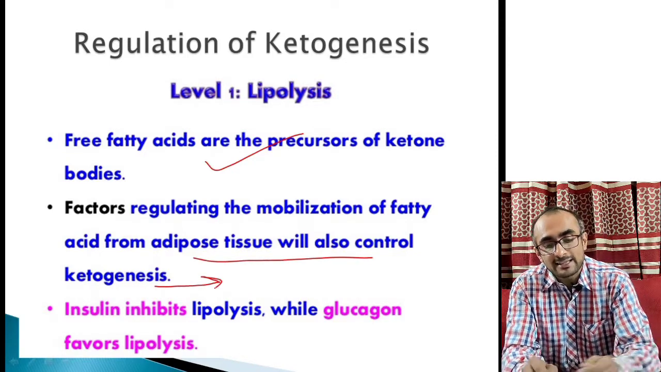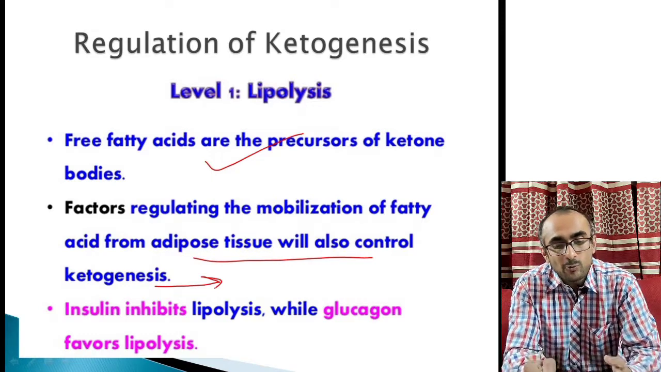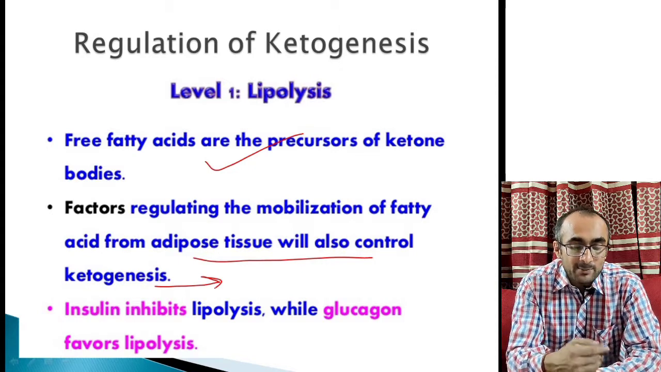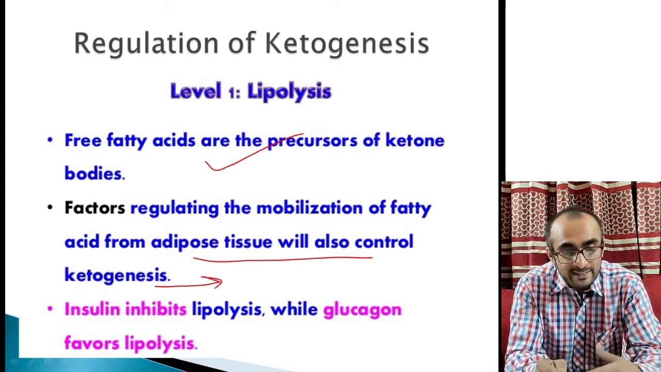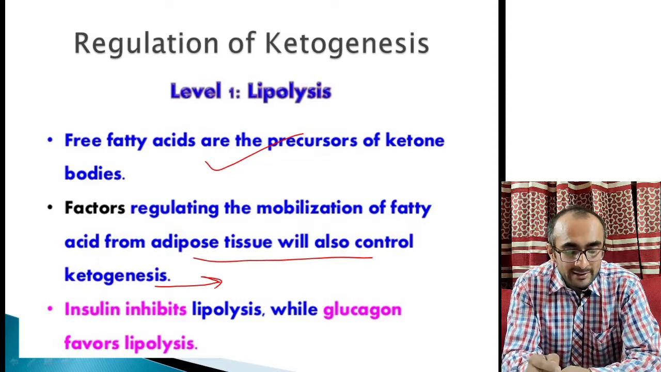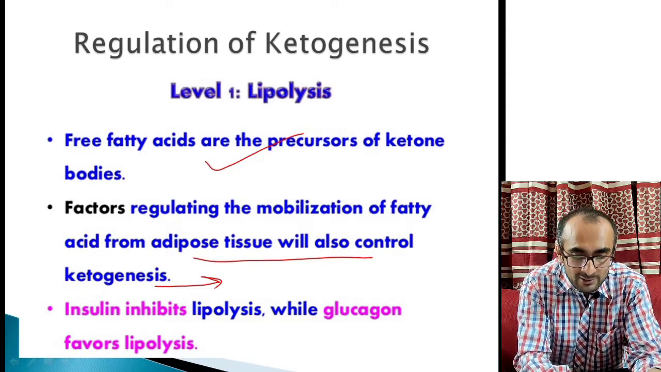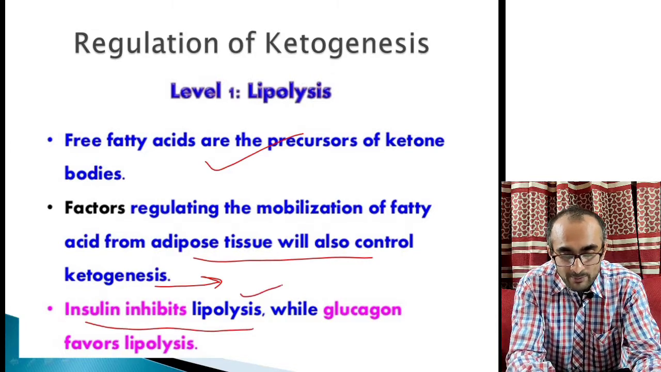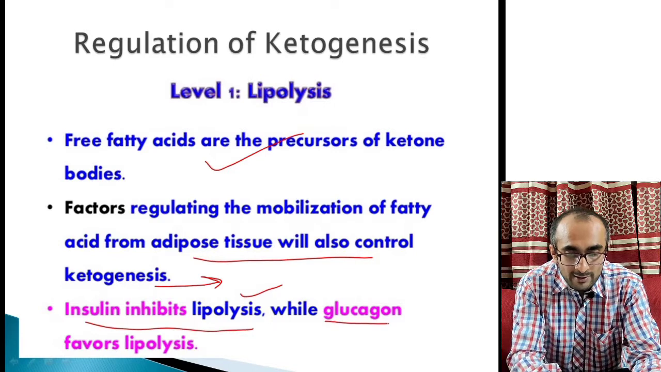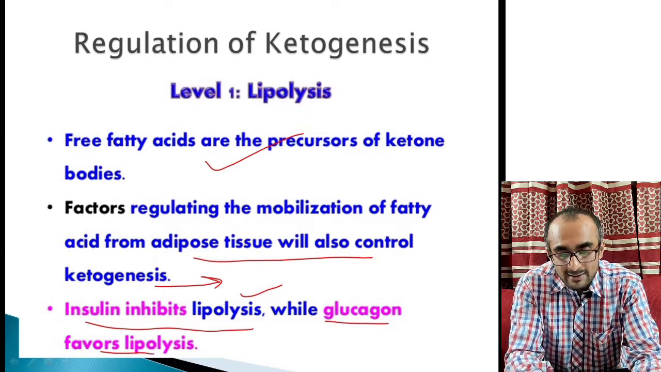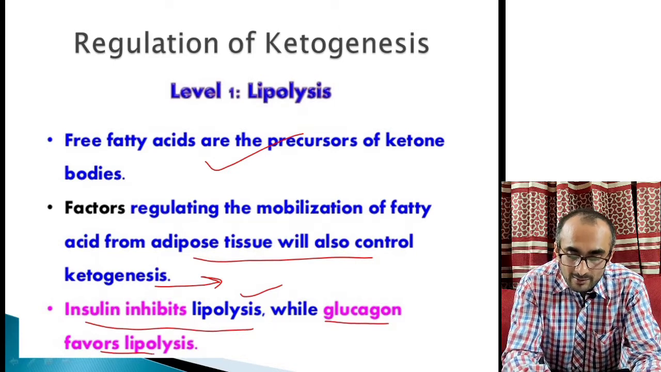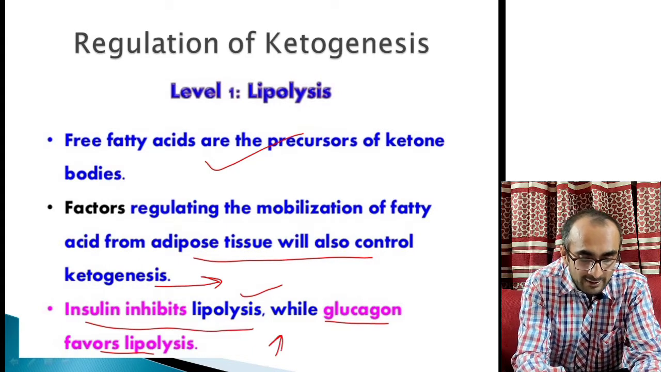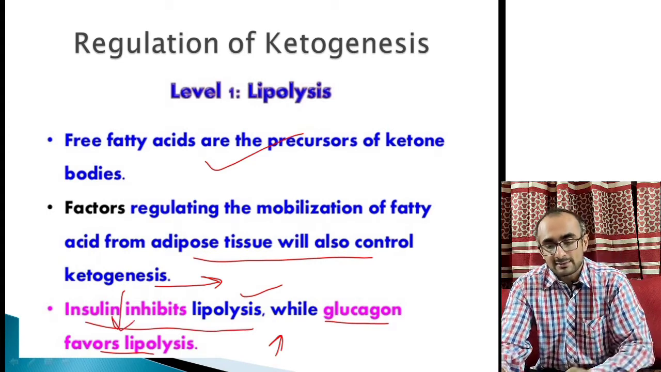That also we have seen in detail in an earlier lecture, how glucagon regulates mobilization of fatty acids from adipocytes, so that promotes ketogenesis. In contrast, if insulin is present, that inhibits lipolysis, whereas glucagon promotes lipolysis, and that's how glucagon promotes ketogenesis, whereas insulin inhibits ketogenesis.